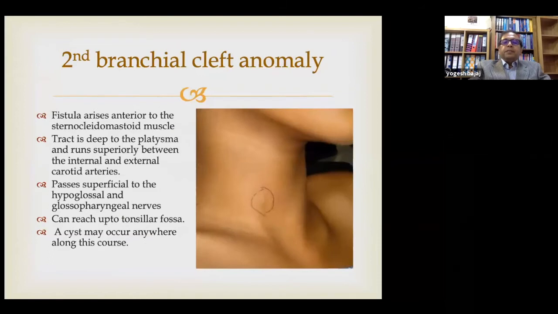Second cleft anomalies are very, very common and very easy to diagnose, so it's not complicated at all. Usually it is some kind of fistula along the anterior border of sternocleidomastoid, and it can be anywhere along the anterior border of sternocleidomastoid. The tract goes deep to the platysma and runs between the carotid arteries, and generally it's superficial to the hypoglossal and glossopharyngeal nerves.